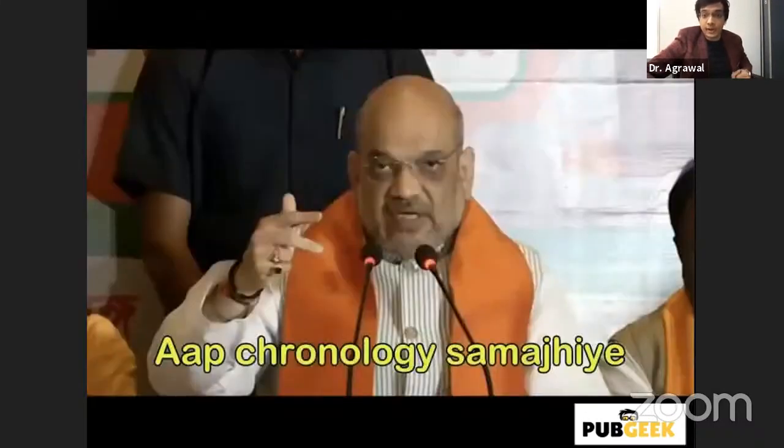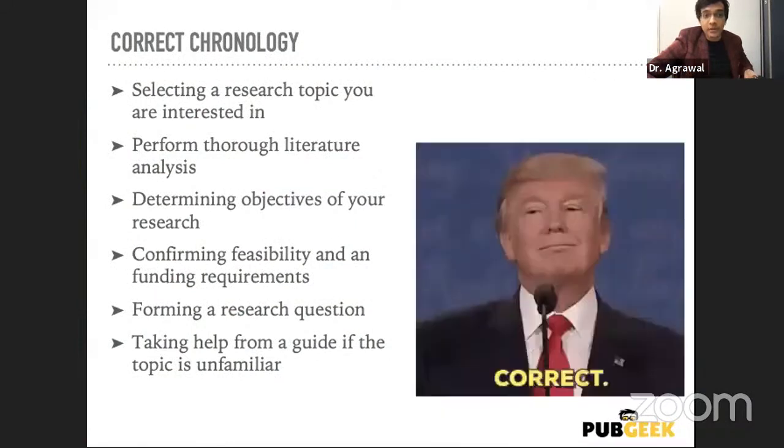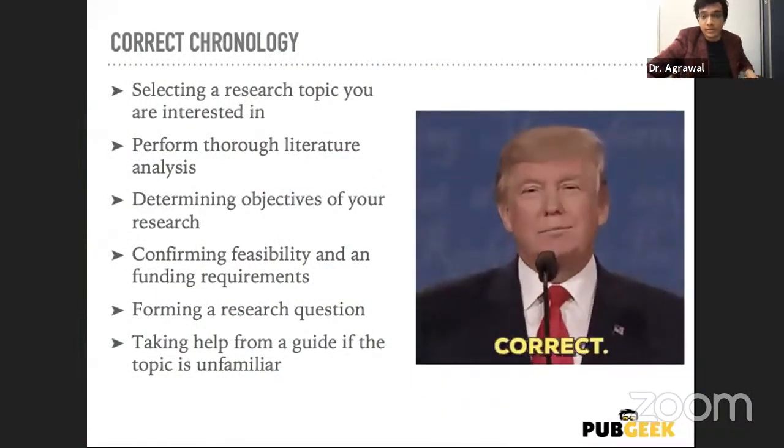So in order to settle on a research topic or question, it's very important to understand the chronology which you have to follow. You have to select a research topic you are interested in, perform thorough literature analysis. After you have performed this analysis, you will need to go back and tweak your research topic or your research question. After you have finalized that, you determine your objectives of your research, confirm feasibility and all funding requirements, form a research question, and take help from a guide if a topic is unfamiliar, right?